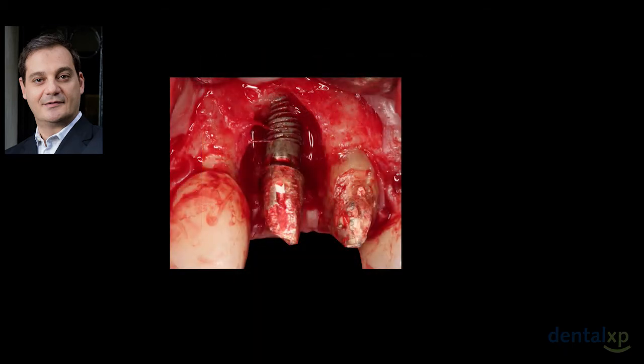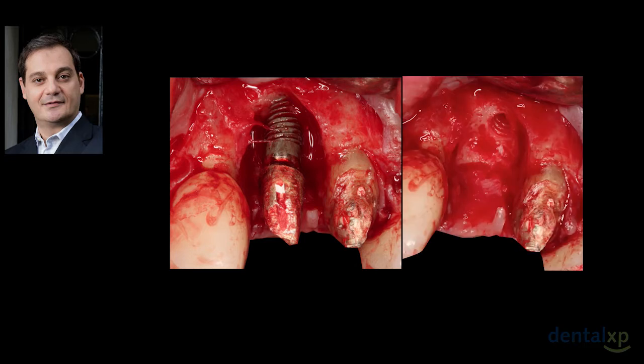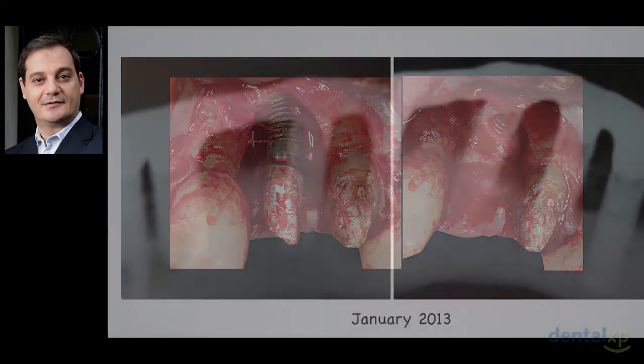When I opened the flap, you can see the amount of bone loss that we have on the buccal as well as on the lingual, and the vertical loss of bone over half of the length of the implant. The implant was explanted in that case, and you can also see the damage that it caused on the lingual by resorbing the whole lingual plate. I will show you later on how I treated this case.